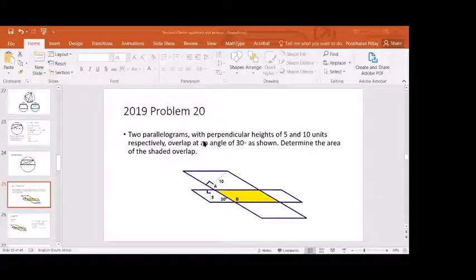Now, in this problem, you've got two parallelograms with perpendicular heights 5 and 10, respectively, that overlap at an angle of 30 degrees as shown. So you've got these funny shapes, but they're parallelograms and they overlap. The question is, determine the area of the overlap. It's shaded. Now, this looks a little bit complicated.